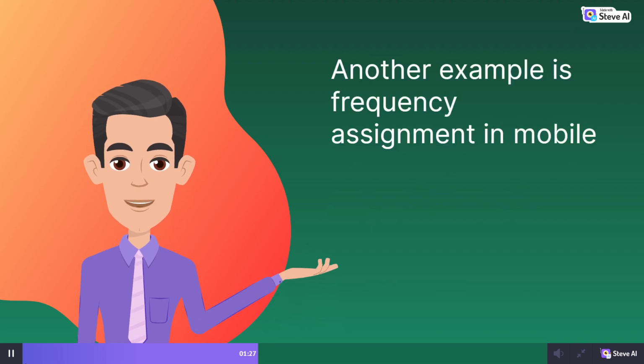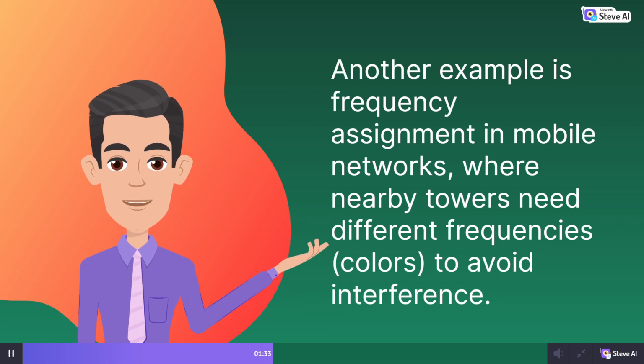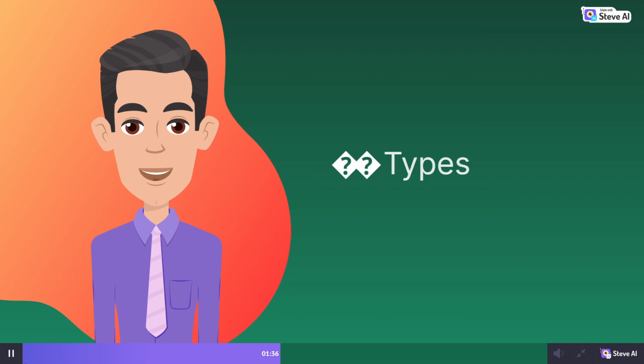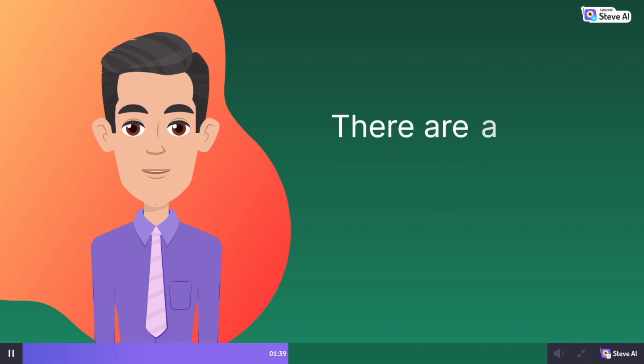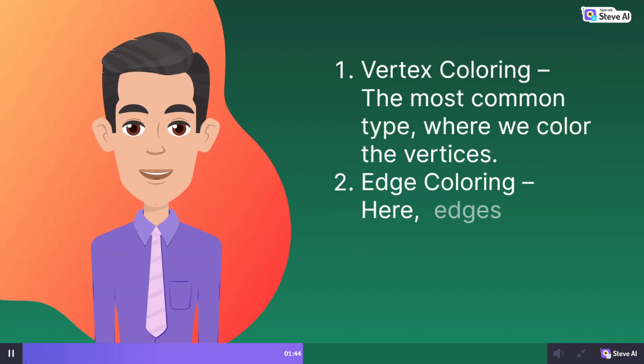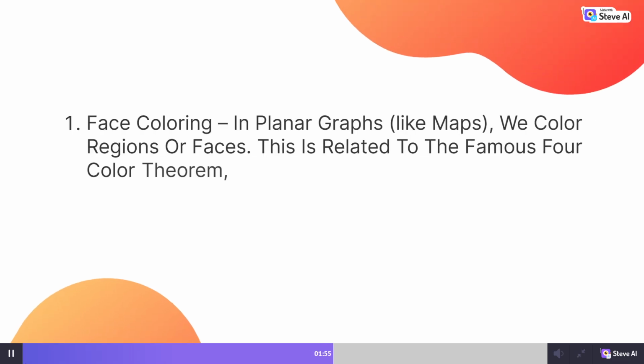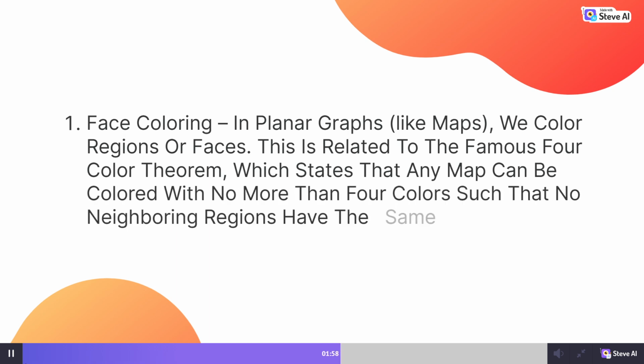Another example is frequency assignment in mobile networks, where nearby towers need different frequencies, colors, to avoid interference. Types of coloring. There are a few types of graph coloring problems. Vertex coloring, the most common type, where we color the vertices. Edge coloring. Here, edges are colored so that no two adjacent edges share the same color. Face coloring. In planar graphs, like maps, we color regions or faces. This is related to the famous four-color theorem, which states that any map can be colored with no more than 4 colors such that no neighboring regions have the same color.